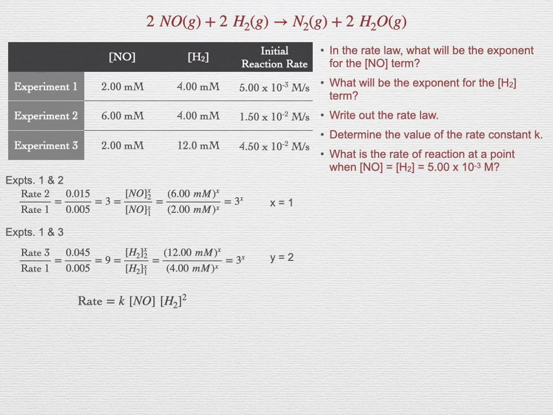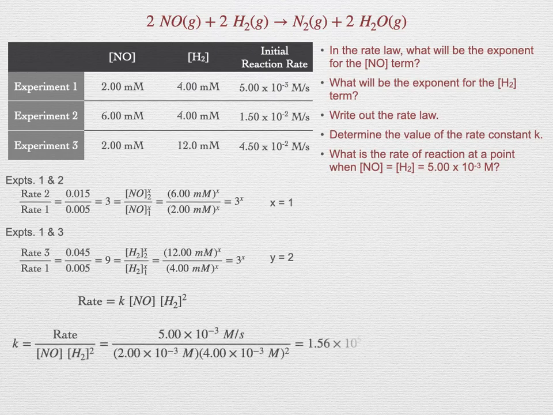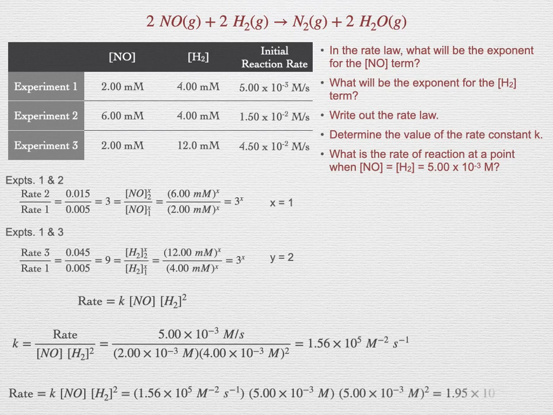The rate law is therefore rate equals K times the concentration of NO times the concentration of H2 squared. Take the data from experiment 1 to find the rate constant. Rearrange the rate law to solve for K, don't forget the H2 is squared, and watch the units carefully. We have K equals 1.56 times 10 to the 5 molar to the minus 2 seconds to the minus 1. Finally, the rate given these conditions just requires substitution into the rate law. We get that the rate is 0.0195 molar per second.